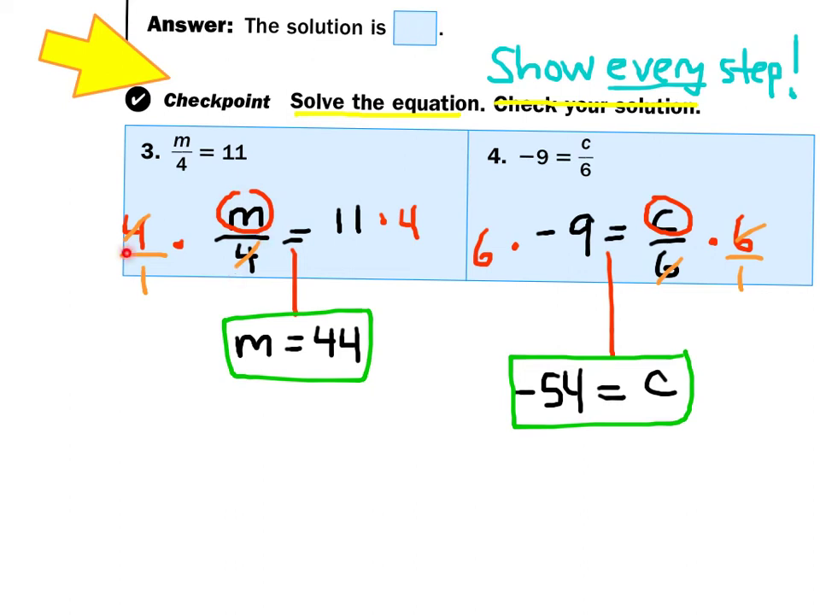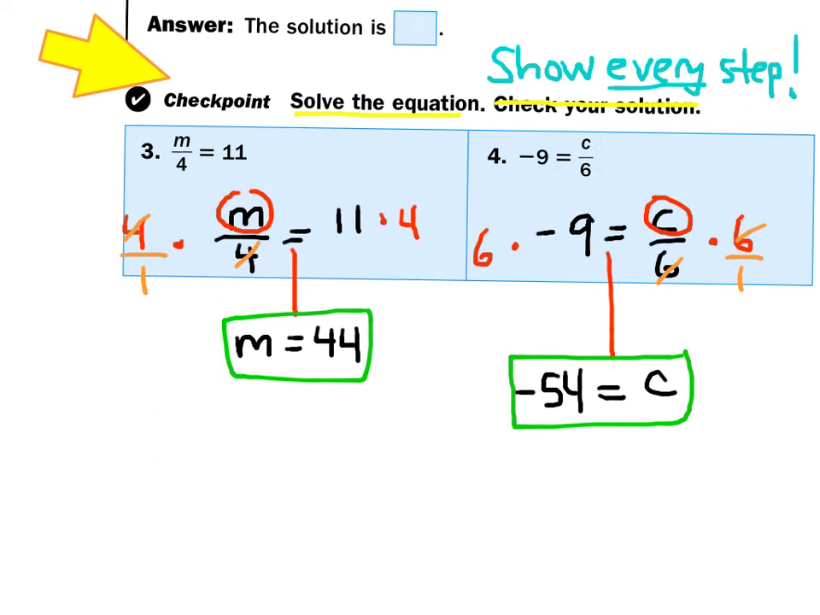The 4's cancel to create that giant invisible 1, it's a positive 1, in front of the m. And then bring down the m, bring down the equal sign, and 11 times 4, of course, gives us 44. So box your answer, m equals 44. Take a look at number 4 here. We have negative 9 equals c over 6.